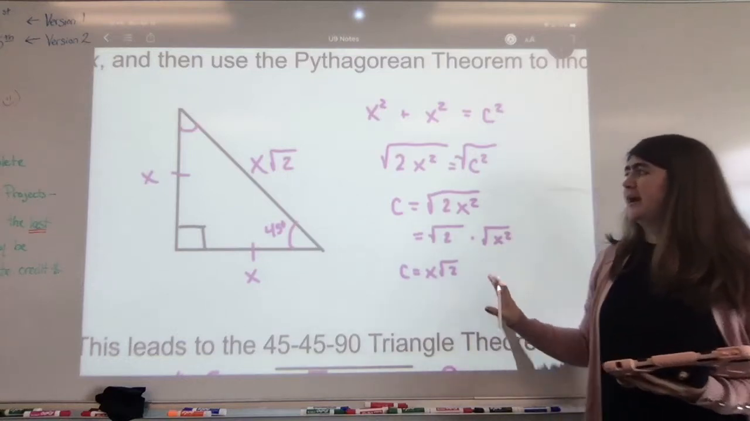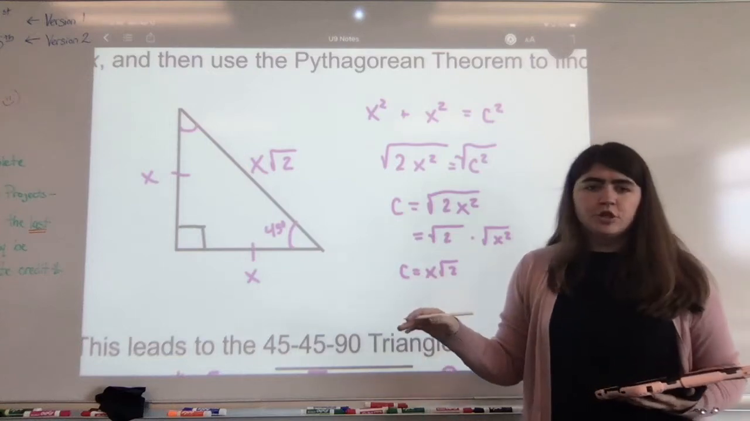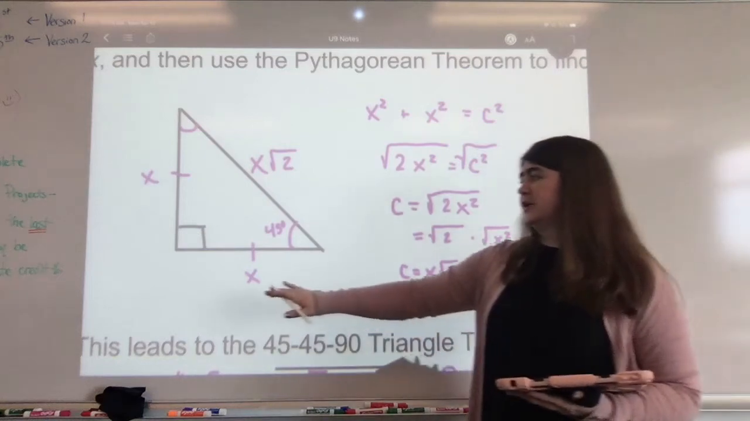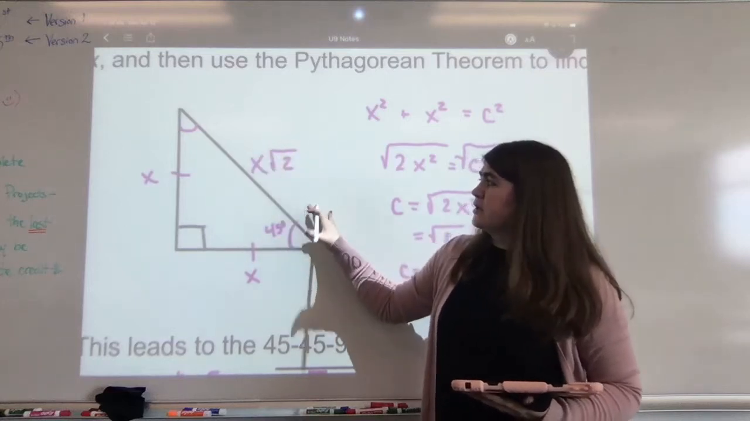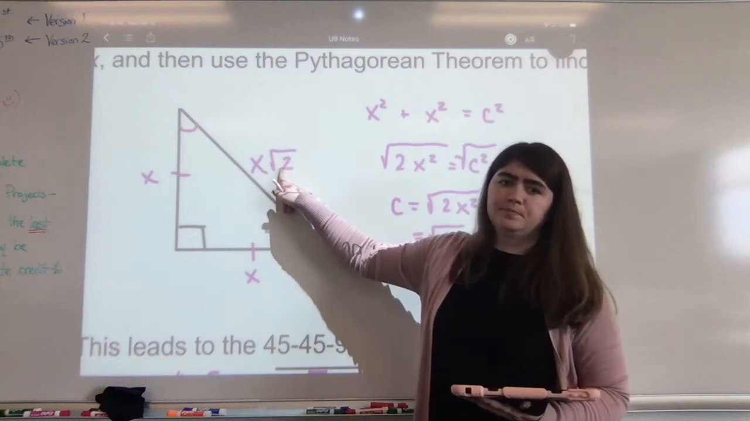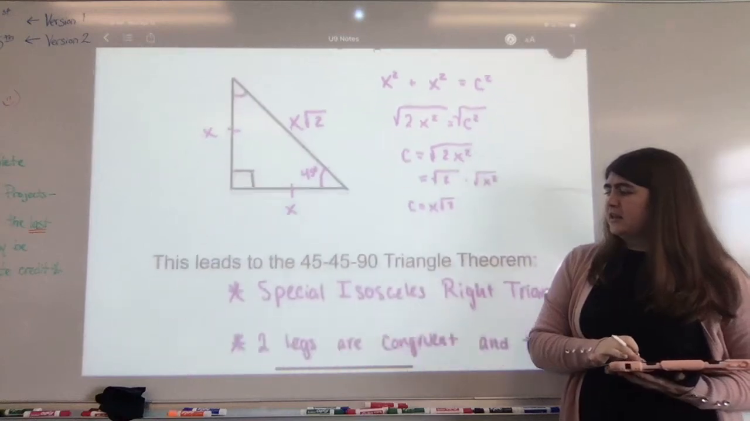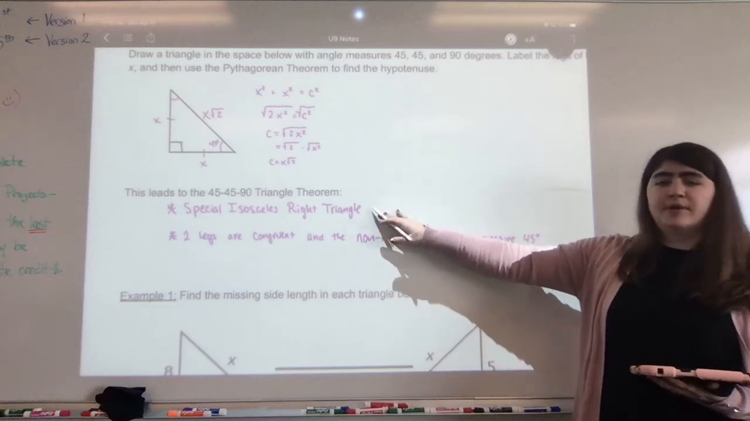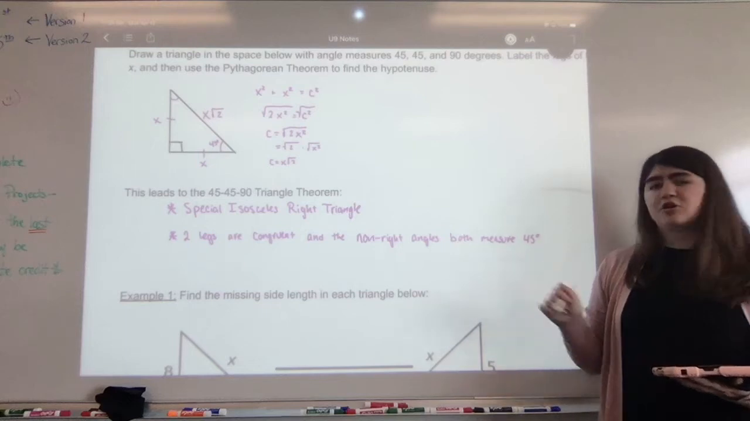Now you're never going to have to solve this piece on your own in this class, but you do need to know the formula for the side lengths of a 45, 45, 90 triangle. And that formula is right here. The legs will be congruent, and the hypotenuse is the length of one side length times the square root of 2. All right, so that's our general formula. And that leads us to this 45, 45, 90 triangle theorem that says that we have a special isosceles right triangle where two legs are congruent and the non-right angles both measure 45 degrees.